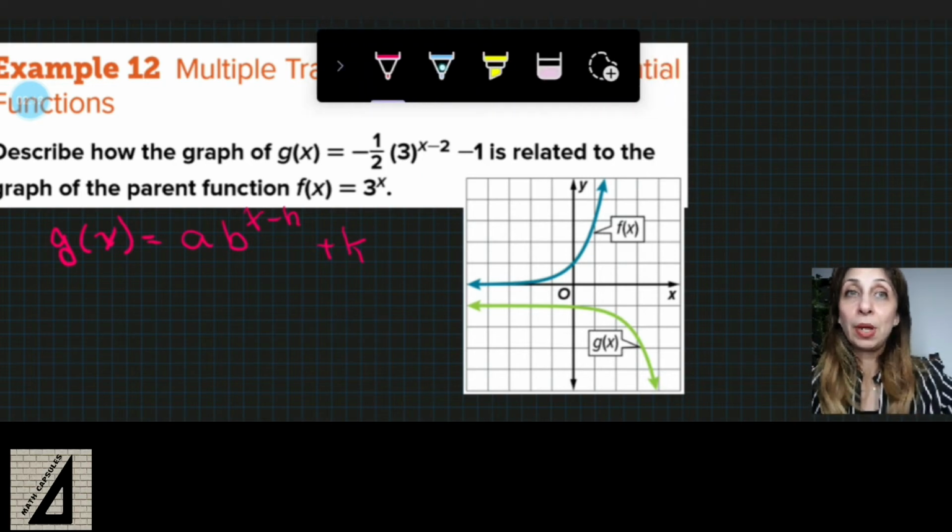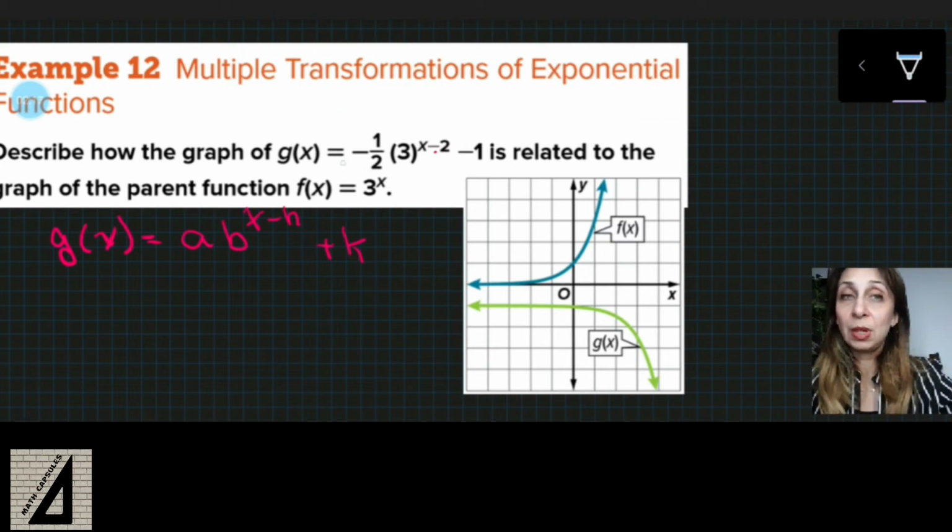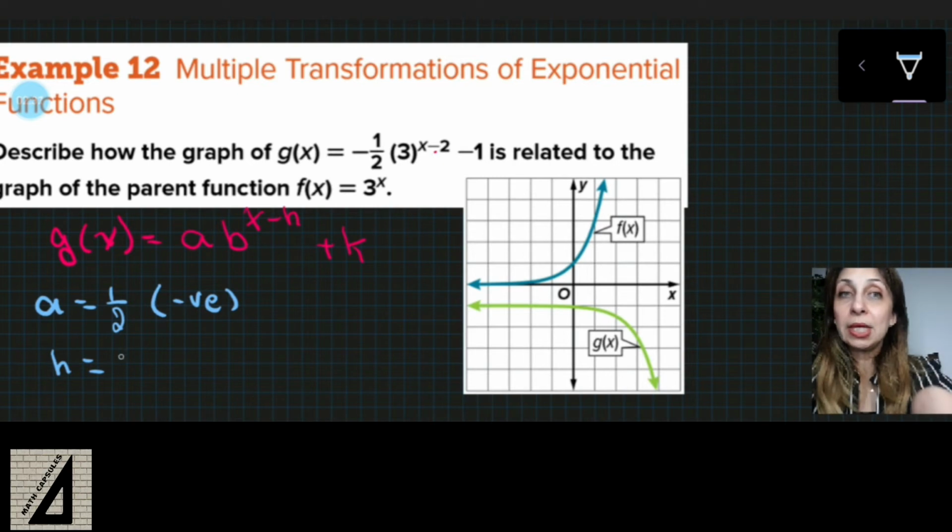We have here the parameters. We can get them out from the problem here. We can get a that is equal to 1/2, and it's also negative. Remember that it is negative. And we have h. It's x minus 2. This means that h is positive 2, because it must be x minus h.